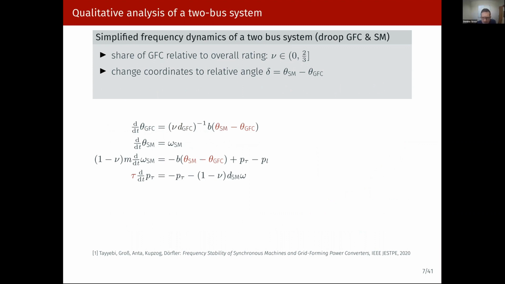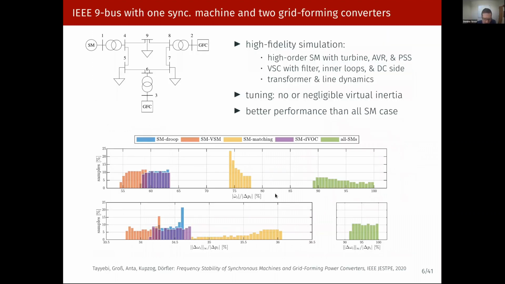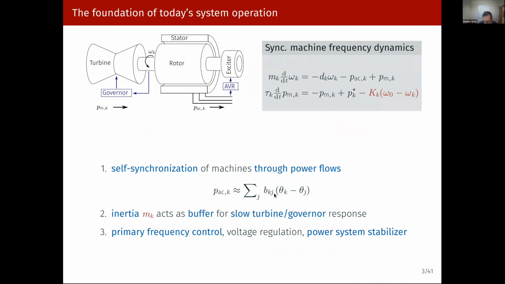So here, let me go back. Here you would have the sine of the angle differences. Okay. And then, for this simplified analysis that I show here, this is linearized at 0 angle difference, and then it disappears.